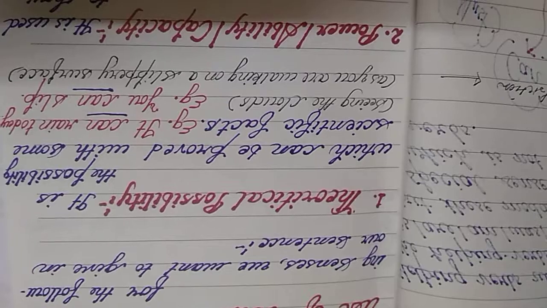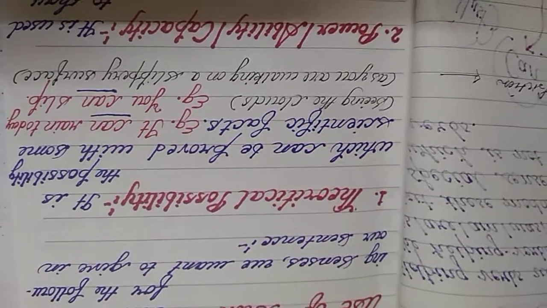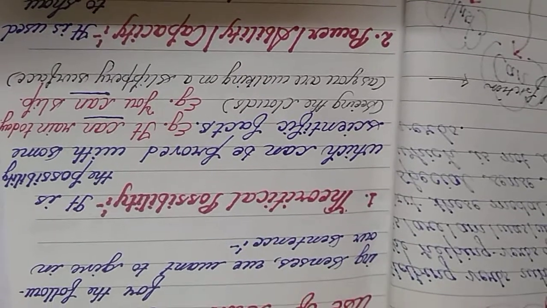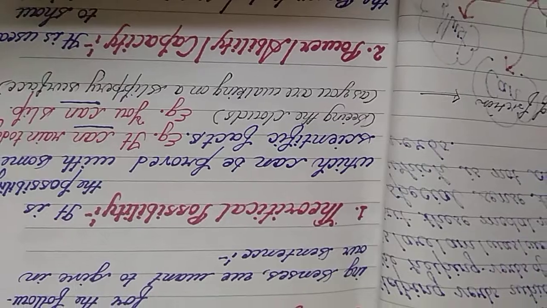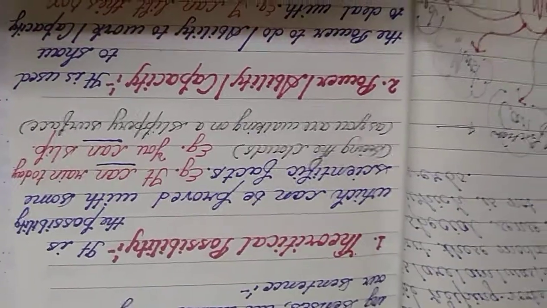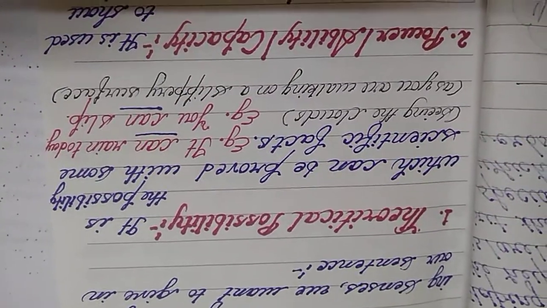So I have brought the basic use of can. Why do we have can here in English? What difference will we find between the use of can, may, might, and could? You are going to come to know about all these things through the videos back to back now. The first use is theoretical possibility.